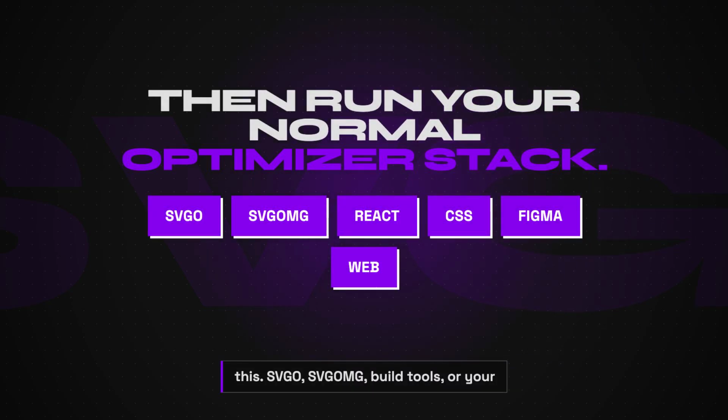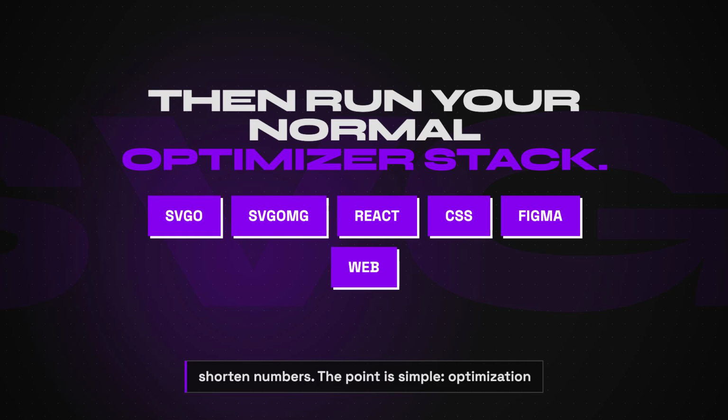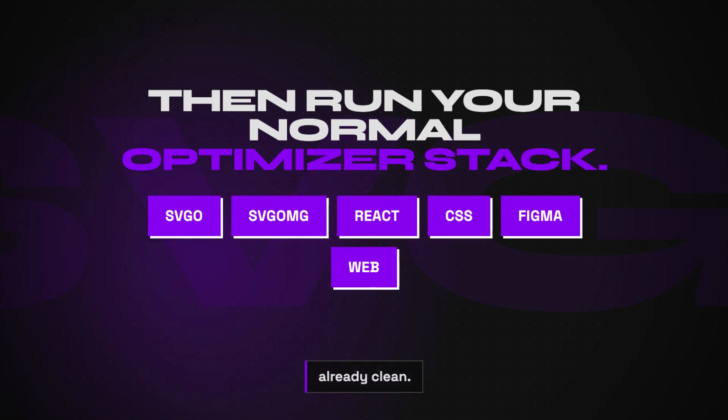SVGO, SVGOMG, build tools, or your normal website pipeline can remove metadata and shorten numbers. The point is simple: optimization tools work better when the input is already clean.